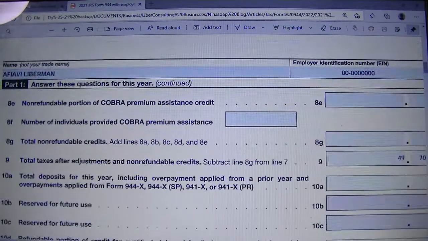And I will go to page 2. On page 2, you'll put your name, not the business name, but the main business owner's name, first name, last name. And you'll put the business employer identification number on the form. So part 1 continued, you have line A's here.